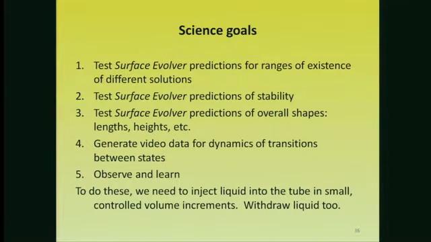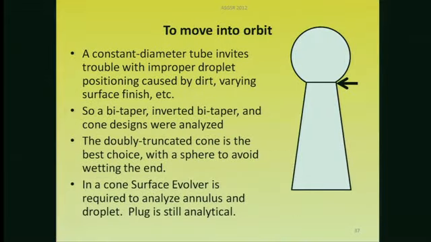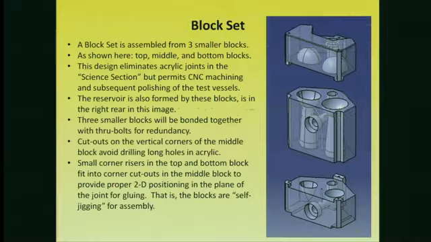Observe and learn. And to do these, we need to inject liquid into the tube in small controlled volume increments and withdraw it. So we've ended up going to a slender cone to bias the liquid in orbit to move to a desired position. There's this ball on top, which is large enough that it's lower energy for the liquid to wet the cone than it is the sphere surface. So we should keep the liquid in the cone, and we tried a number of things, and we're still running Evolver on more of this.